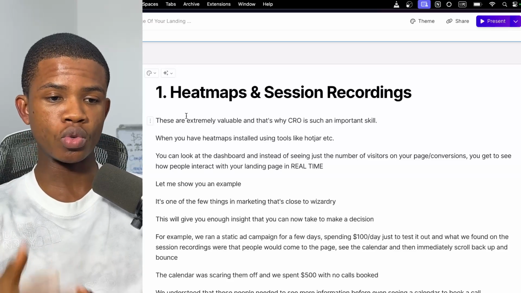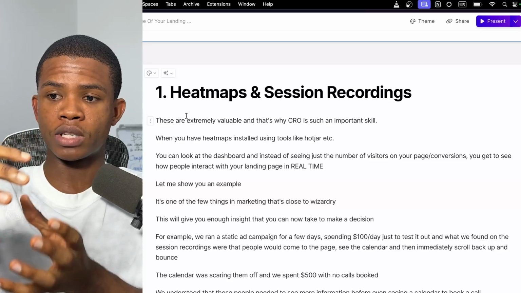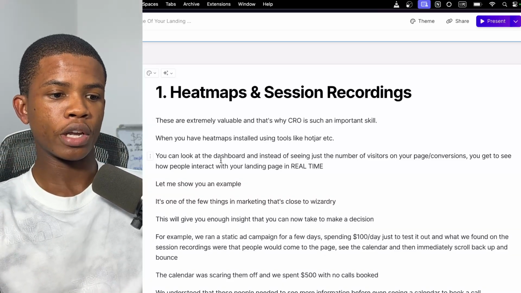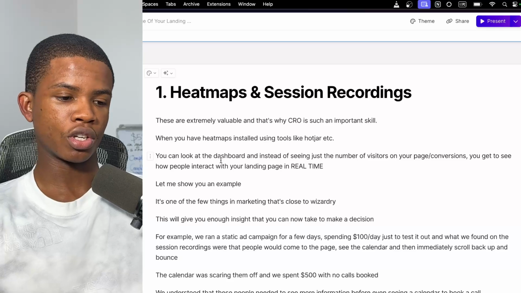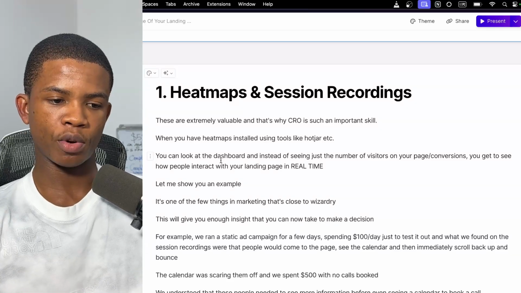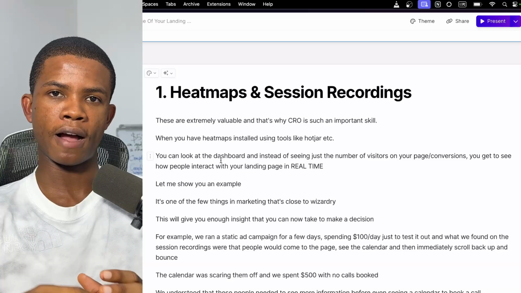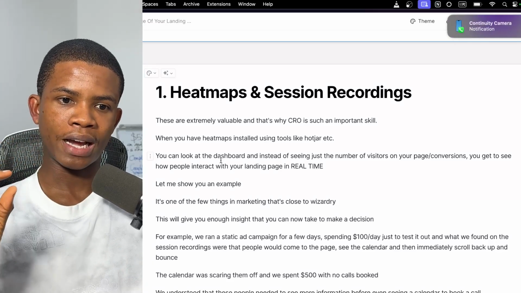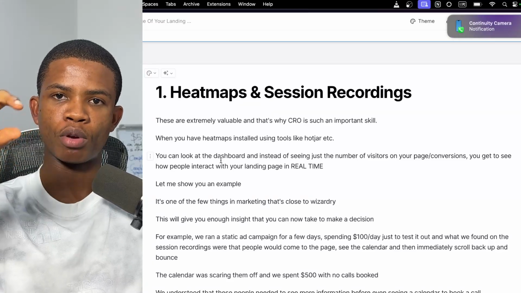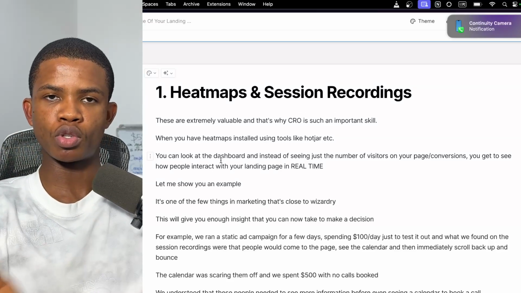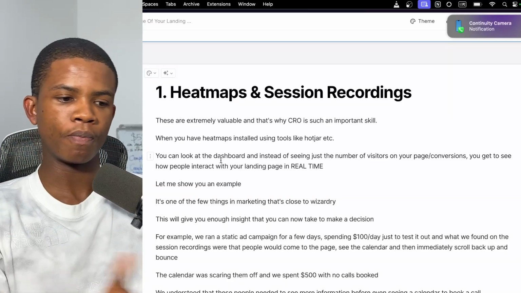And when you have tools like heat maps, when you have tools like Hotjar installed on your landing page, you can have something like this. I'm going to show you a visual example in just a second, but you can look at the dashboard, and instead of seeing just the number of visitors on your page or the amount of conversions that you have, you're going to get real-time insights on how people use your landing page as opposed to just the number of people that are coming to your landing page. So let me show you an example.